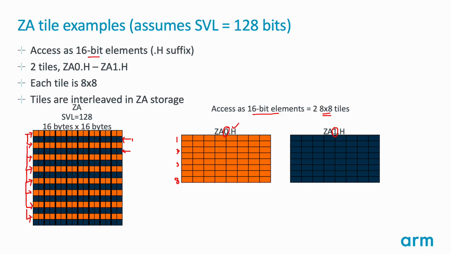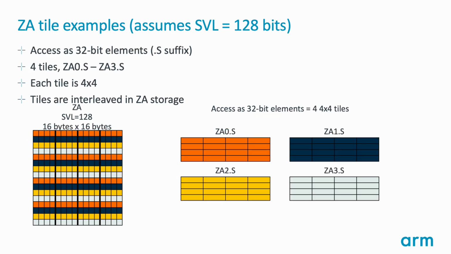What happens if I am accessing 32-bit elements? The number of rows will remain constant. However, the number of columns, here we had 8, will further reduce to 4. And 4 by 4 becomes a tile for 32-bit element size, leading to 4 tiles. When the element size is 32-bit for an implementation of 128 bits, row 0, row 1, row 2, row 3, row 4, all the orange ones form tile 0. All the rows depicted in the orange color here form tile 0.